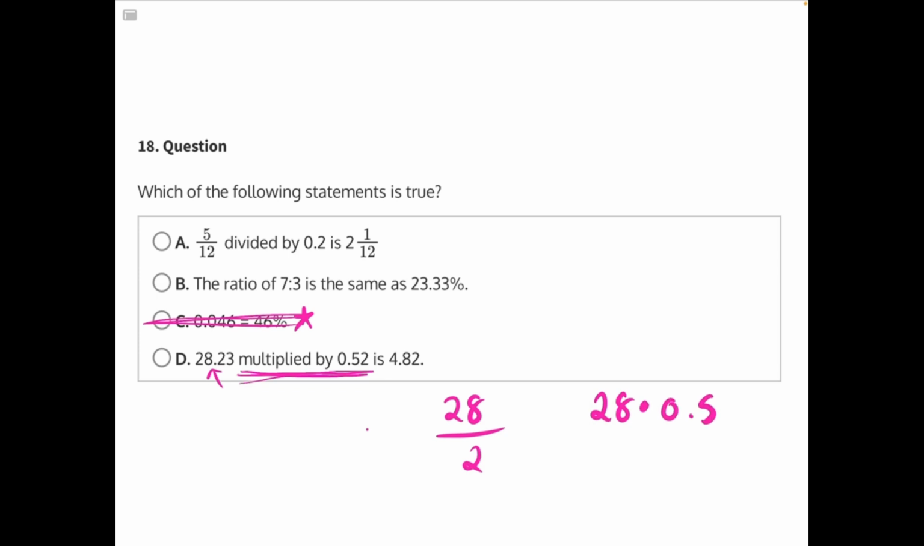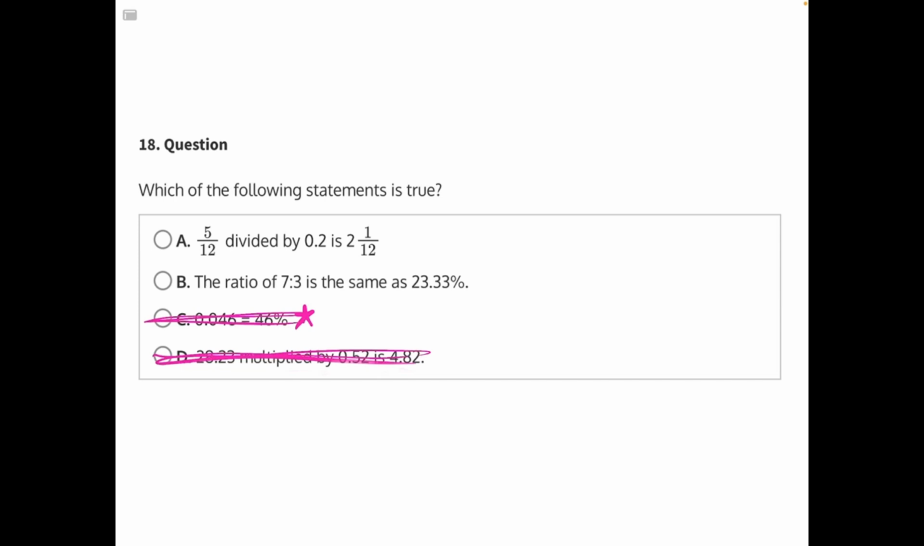And we can see if that's anywhere near 4.82, and it would not be, because if you were to divide 28 by 2, 2 goes into 2 once, 2 goes into 8 4 times. We have 14, which is a far bigger number than 4.82, and thus D cannot be correct.